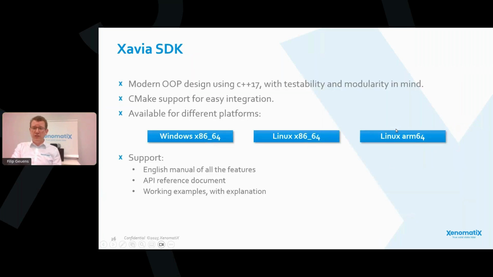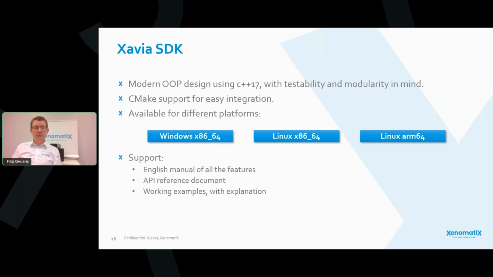This SDK is available, as I said in the beginning, from the sensor itself. So you can simply download it, even in the field, if you would need that. It uses C++17 and a very modern design with testability and modularity up front, which should allow you to reach a very high quality of code, which is important for the future of your own company. It supports CMake for easy integration. So besides the 20 lines of code that I showed in the beginning, you have to add 3 lines of CMake code to import the library into your own platform.